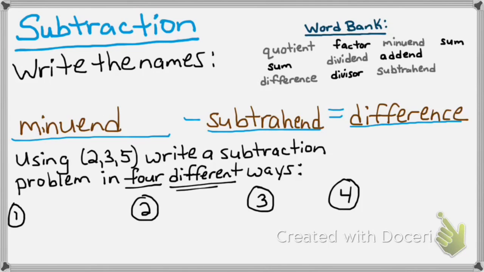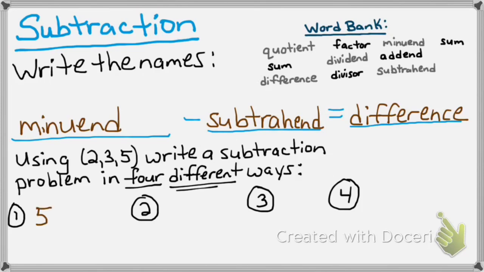Okay, so now we're going to write a subtraction problem in 4 different ways. My minuend will always be my largest number in a subtraction problem that we do at this point of the year. So my minuend is usually my largest number. I'm given the numbers 2, 3, and 5, so my minuend, my largest number, will be my first number.